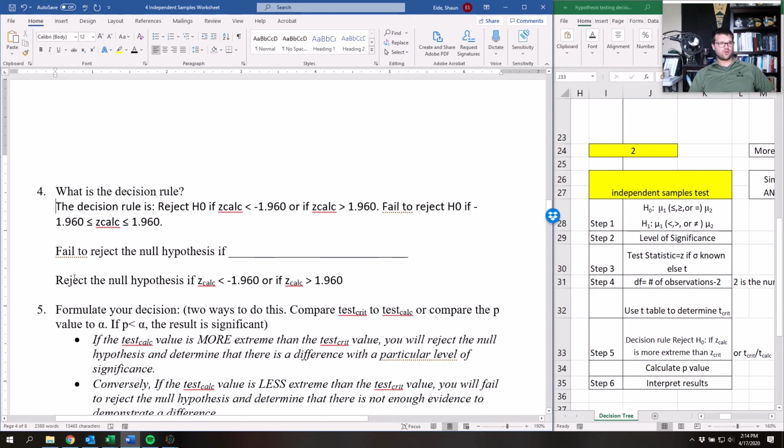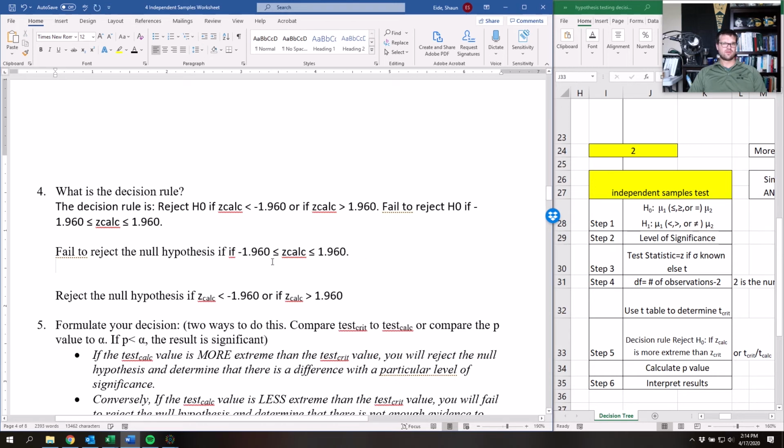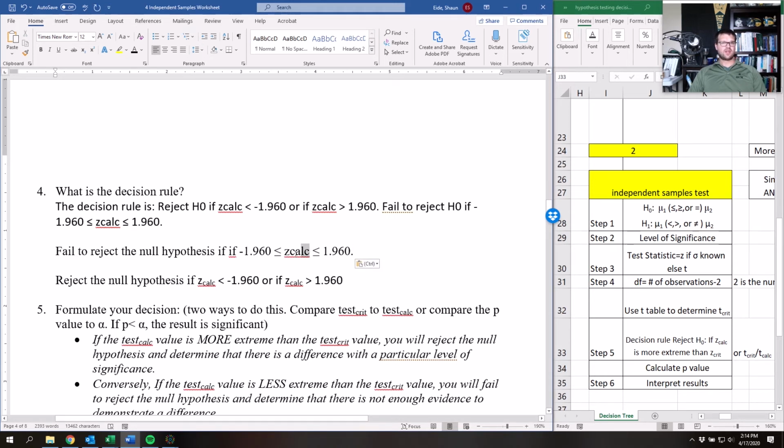The decision rule is reject the null hypothesis if zcalc is less than negative 1.96, or if zcalc is greater than 1.96. And fail to reject the null hypothesis if zcalc is equal to or between negative 1.96 and 1.96. This is exactly how you would write it, and I'm going to show you really quick what this would look like.